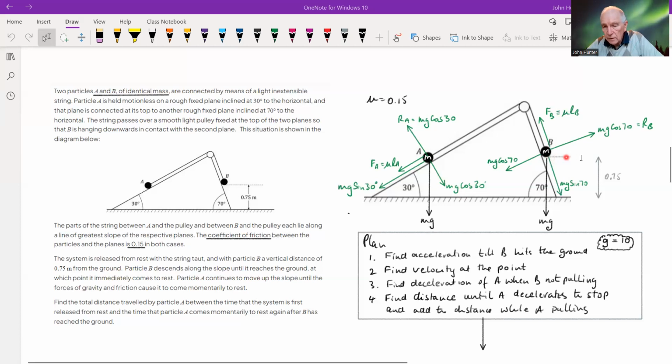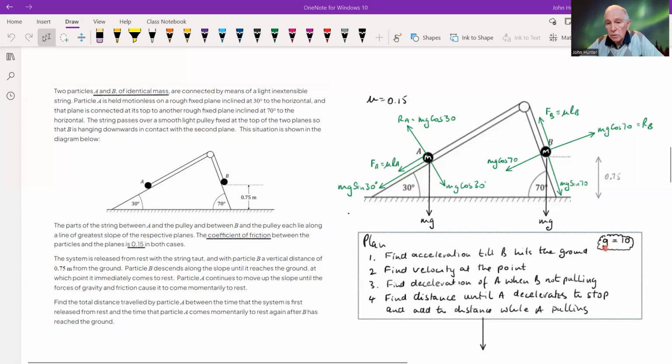As we've seen in the question, the height of B above the ground is 0.75 meters vertically. Okay, so we need a bit of a plan for this one. The first thing we need to do is find the acceleration of this as it comes down and hits the ground.